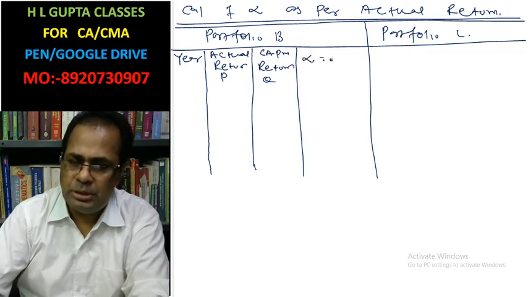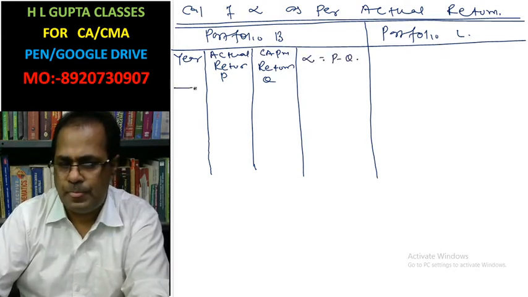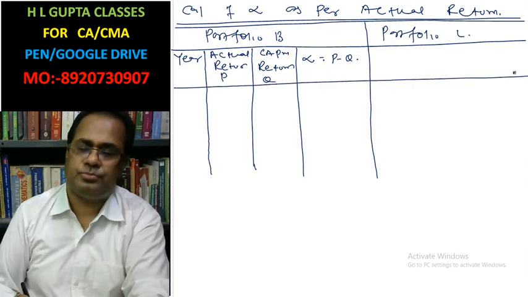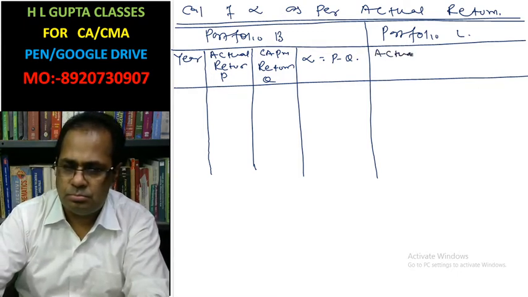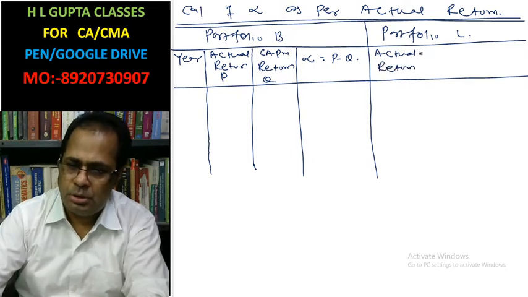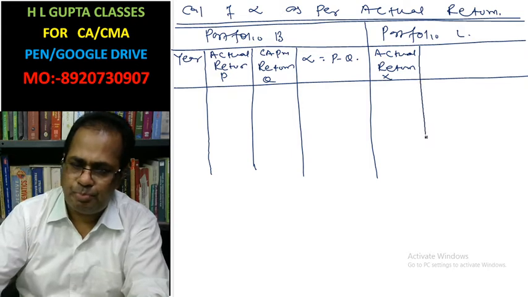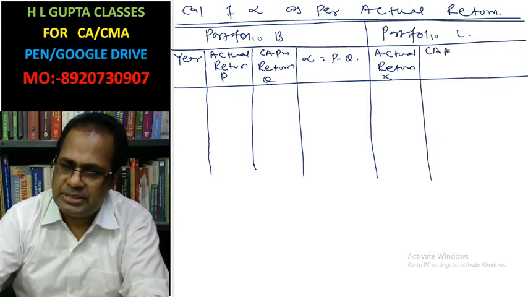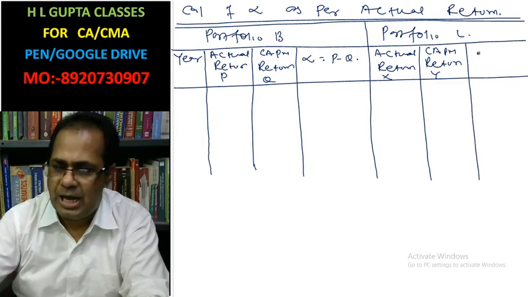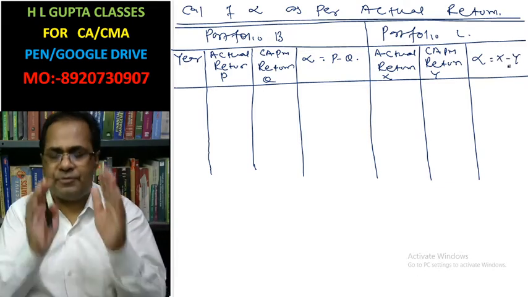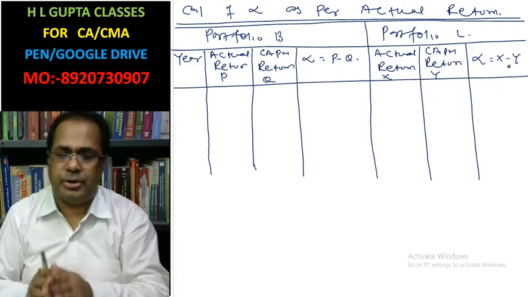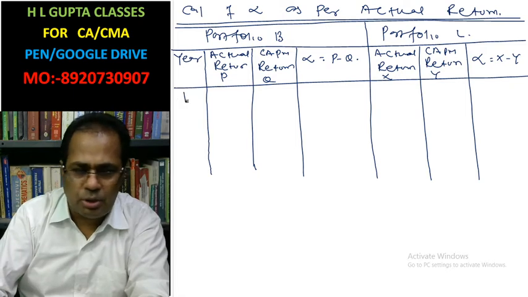Here alpha is P minus Q. In this case also, for portfolio L you write the actual return as X and the CAPM return as Y. Then you write alpha as X minus Y. Alpha is the difference between actual return and CAPM return. In this case, 1, 2, 3, 4.